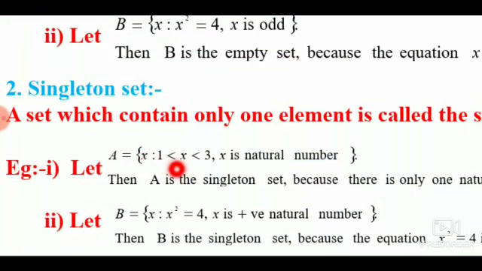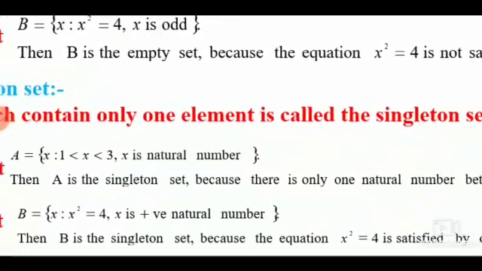Let A be equal to the set of X such that X is greater than 1 and less than 3, and X is a natural number. Dear students, consider the numbers which lie between 1 and 3. 1 and 3 are not inclusive; those numbers are exclusive. Therefore, there is only one element which lies between 1 and 3. Then A is called a singleton set because there is only one natural number between 1 and 3, that is 2.